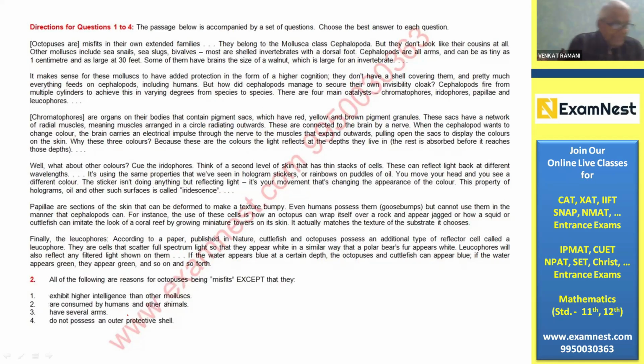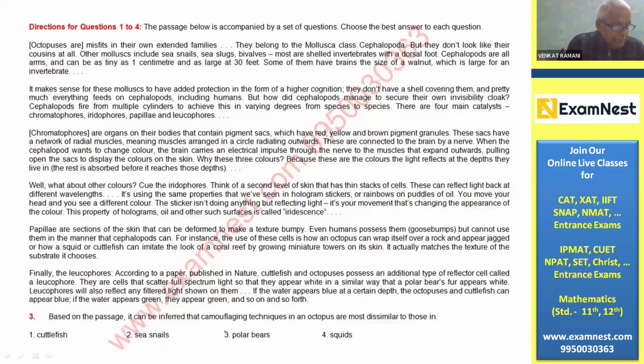Now look at the next one. All of the following are the reasons for octopuses being misfits, except that they exhibit higher intelligence than other mollusks. That's correct. They have several arms. That's correct. Do not possess an outer protective shell. Are consumed by humans and other animals. That is the correct option here. Let's come to the next question. Based on the passage, it can be inferred that camouflaging techniques in an octopus are most dissimilar to those in sea snails.